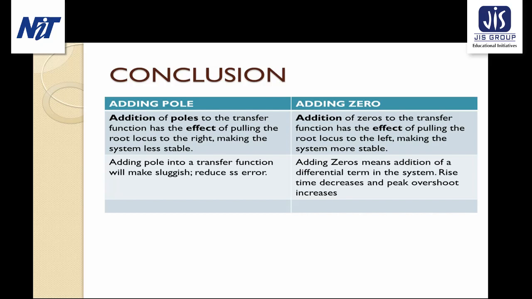Whereas if we add a zero to the system, that means the differential term in the system increases. So the rise time decreases and the peak overshoot of the system will increase. So this will happen if we add some poles and zeros to a system, and in this way the root locus will change.